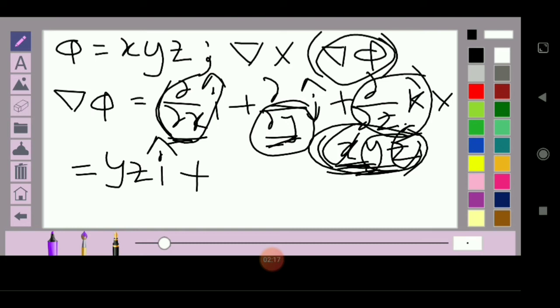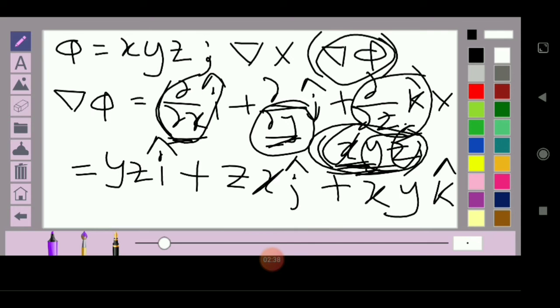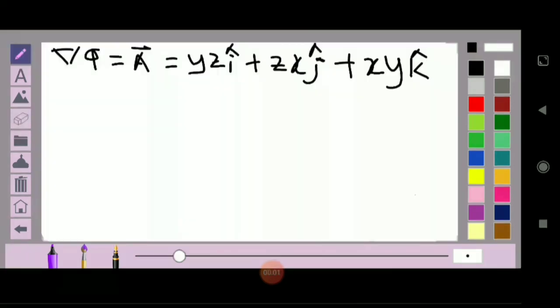Plus del y of xyz. Again the derivative of y is 1, that's why xz remains, zx where I am writing, and j hat is there, plus del z of xyz is only xy, because the derivative of z is again 1, so xy is left, and then k hat. So this is the expression of grad phi. Okay. So here we have already performed the grad phi, right?